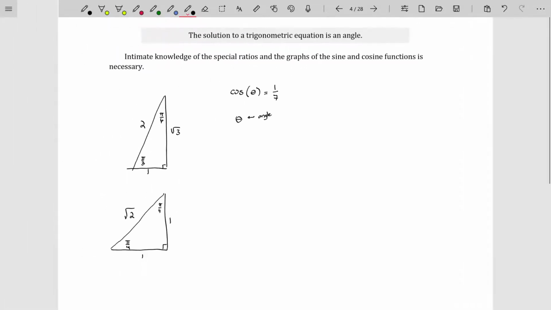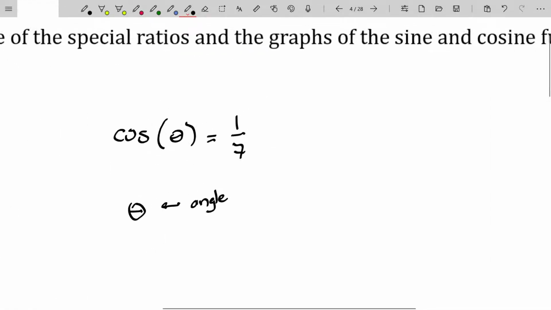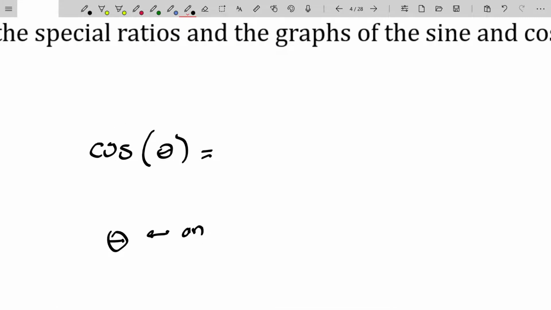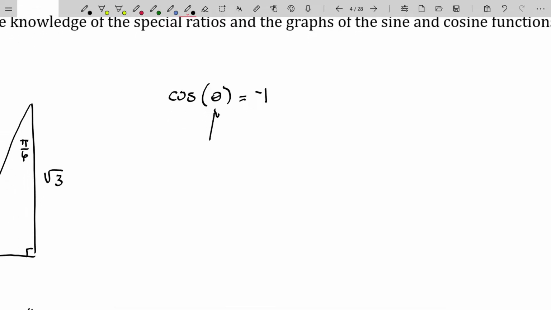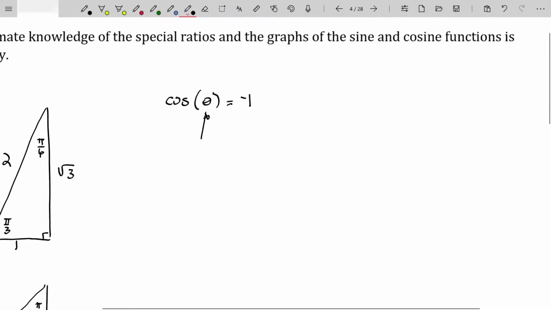And the other thing you'll have to be very aware of is the graphs of the sine and the cosine functions. The reason why that's necessary is because you often are dealing with equations that instead don't equal, let's say, 1/2 or root 3 over 2 or 1 over root 2 or something like that, but instead are 1 or -1 or something like that. Those are quadrantal angles that lead to those values for the sine and the cosine.